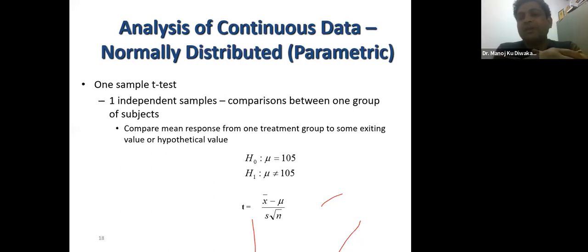the tabulated value. Otherwise you can go with the p value, and based on the p value you can make the decision. So far we have talked about the one sample t-test. Now we will see how you can do the two sample t-test.